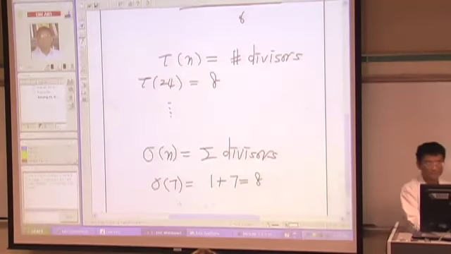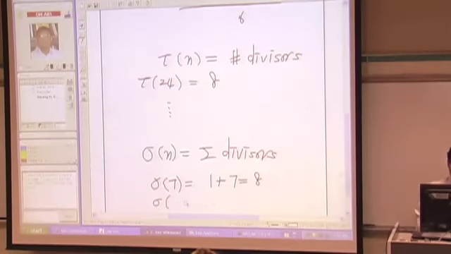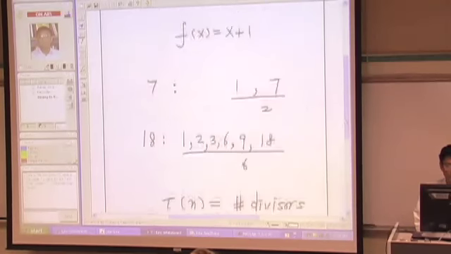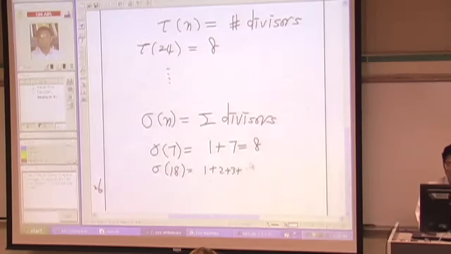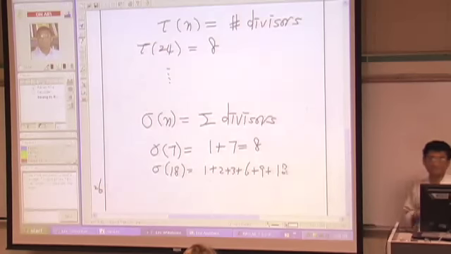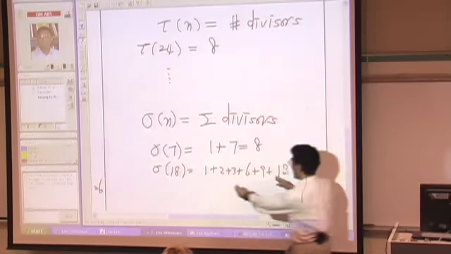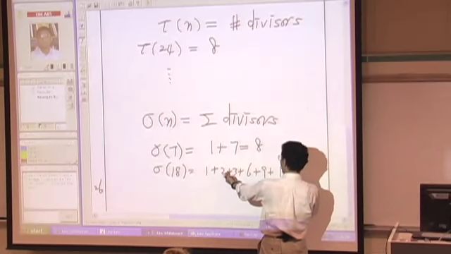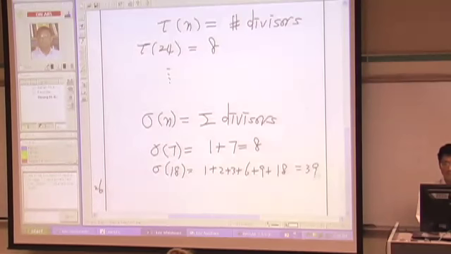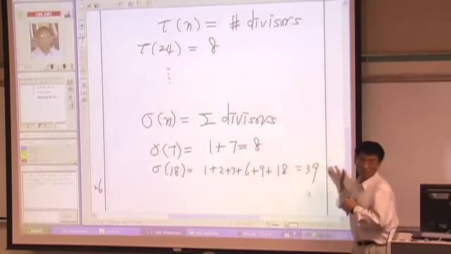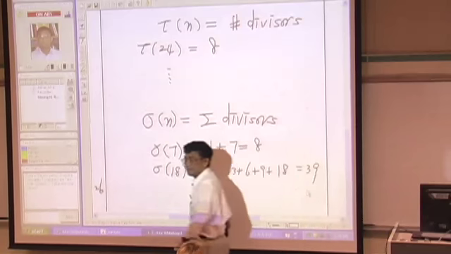Sigma of 18, then what is it? 1 plus 2 plus 3 plus 6 plus 9 plus 18, right? So 10 and then 30 together, right? And then 39. So you can do these things too, right?